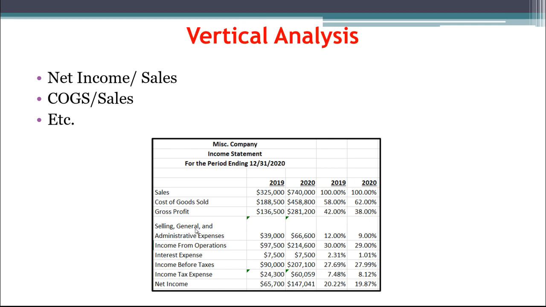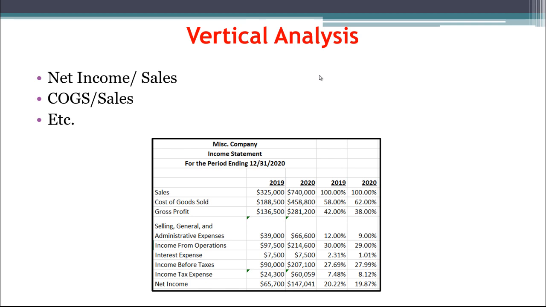But what we can see then is selling, general, and administrative expenses as a percent of total sales have decreased across the years. We've been able to save money percentage-wise. Interest expense has dropped. Maybe we refinanced, maybe we paid off some debt, whatever. Income tax expense has increased as a percentage of total sales. And overall, net income has decreased just a little bit as a percentage of total sales. So this is vertical analysis.